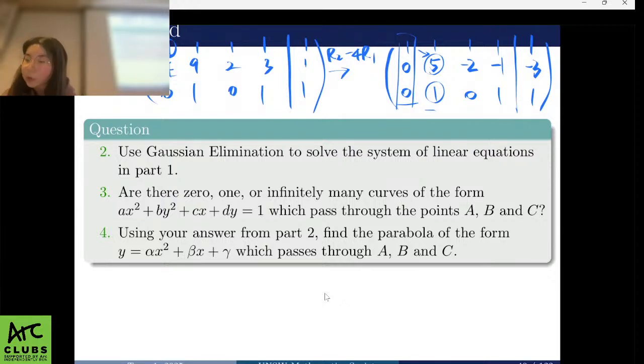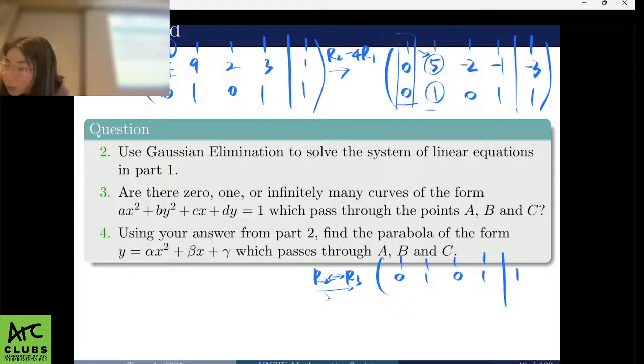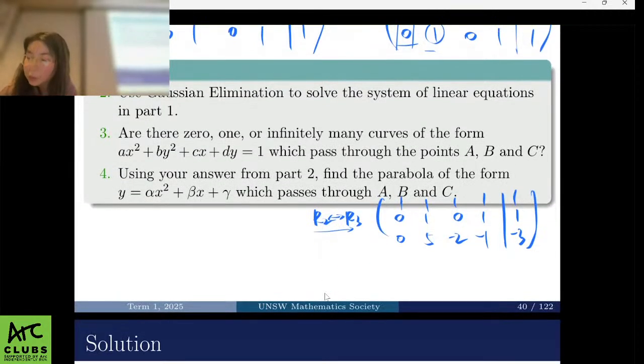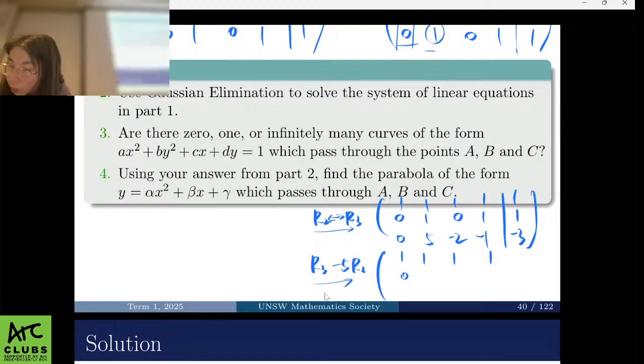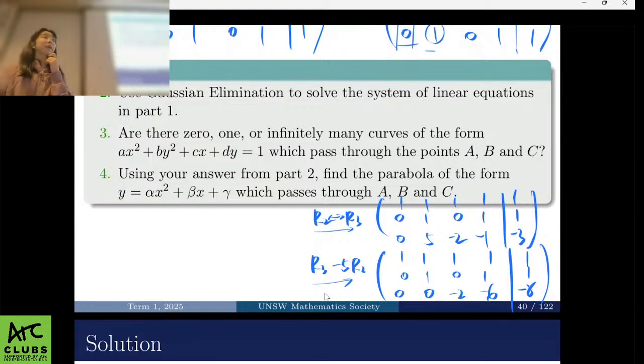So in this case, what is favorable to do is swap rows 2 and 3 so that we can get the pivot point. So that's 0, 1, 0, 1, and on the right, 1, and then we have -3. Essentially all I've done is swap the second row with the third row to get the 1 there. And then what we can do is the third row minus 5 of the second row to get to our new matrix, which is going to be 1, 1, 1, 1, 0, 1, 0, 1, and then 0, 0, -2, -1 minus 5, which is -6, and then on the right, 1, 1, -8. And then that will be our new matrix, right?